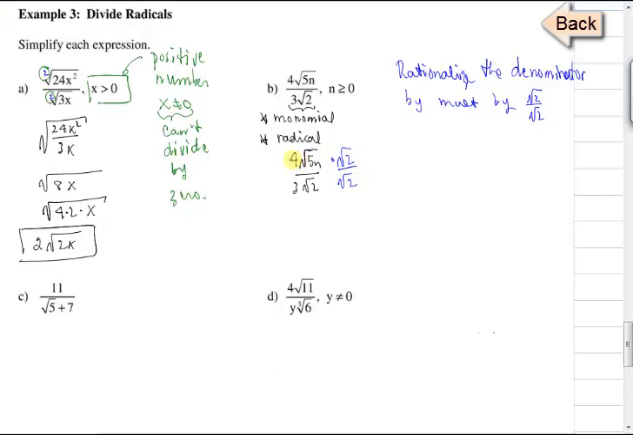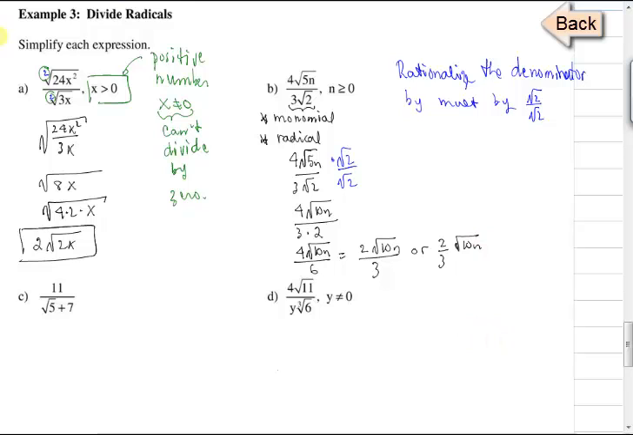So I'm going to go 4 root 5n times root 2, and that's going to give me 4 square root of 5n times 2, which is 10n, over 3 times root 2 times root 2, which is 2. And so I get 4 square root of 10n over 6, which I can simplify to 2 square root of 10n over 3, or 2 over 3 square root of 10n.